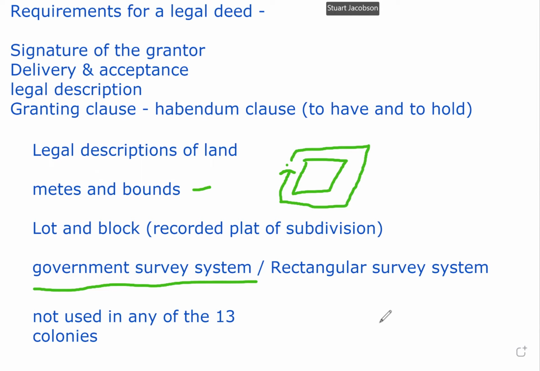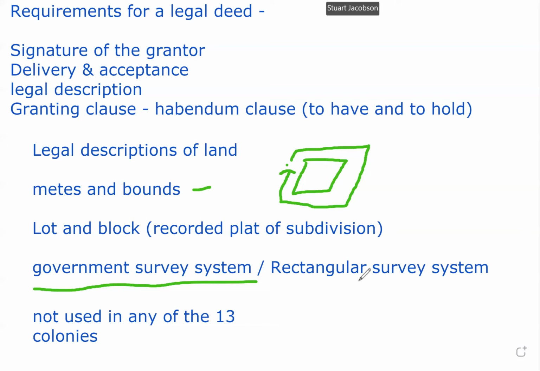What they do is this. So here's the thing, even though we don't use this in any of the eastern seaboard states, any of the 13 colonies, what I'm about to tell you is important because they will probably ask you one of these questions, like something on it, okay?